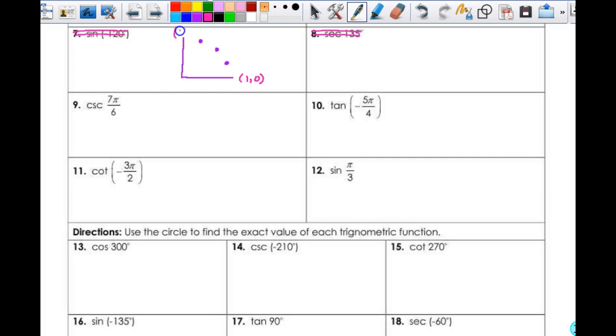Then this ordered pair here is (0, 1). And then remember, these all have something over 2. The x values are 1 over 2, then we have 2 over 2, but it's the square root of 2 over 2, and then this one, square root of 3 over 2. And then your y values are square root of 3 over 2, square root of 2 over 2, 1 over 2.